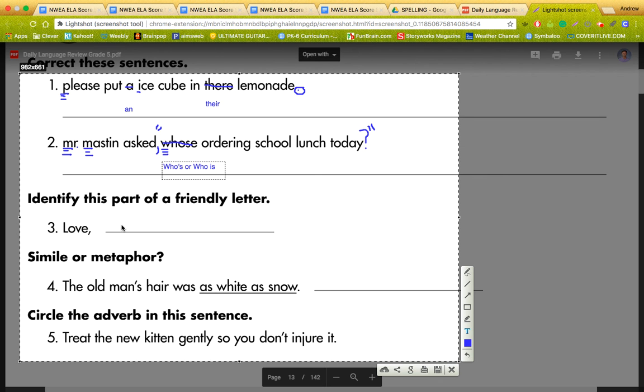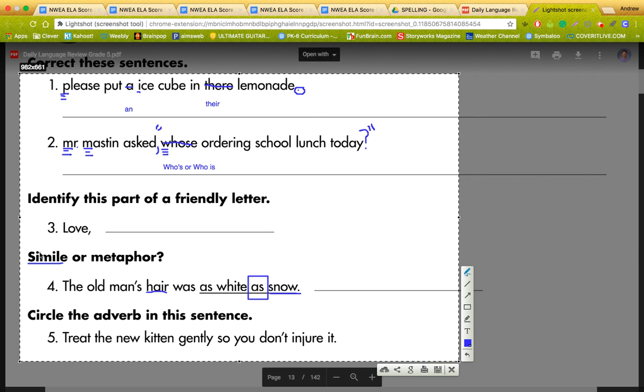Now, is it a simile or metaphor? Well, you have a 50-50 shot here, but it's obvious because all similes use like, as, or than. And you can see right here, they have used, I'm going to put a box around it actually. I think that'll be fun. They've used as. So we know immediately that it is a simile. Metaphors are actually the exact same thing as similes, but they do not use like, as, or than. But both similes and metaphors compare two things. In this case, we're comparing the old man's hair and snow. But they used as, so it's a simile.